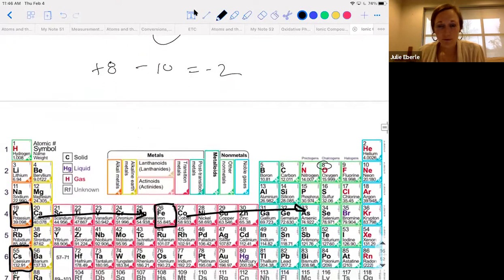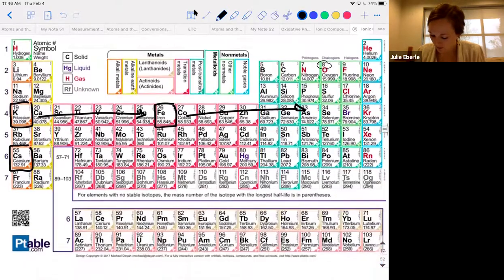So based on what we've talked about, there's like 4 or 5 main groups on the periodic table that are very, very predictable when it comes to ions. And here's what I mean. You can always predict certain groups that they're going to be either cations or anions and what charge they're going to have. Let's look at those.